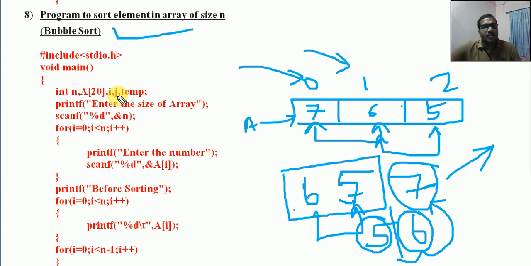Okay, now we can see the program logic. Let us look at the program. We are having the size n. A of 20 is the array, i is the outer loop variable, j is the variable used for the inner loop. Then we are having a temporary variable temp that is used for swapping. You might be knowing what is swapping, interchanging 2 values.